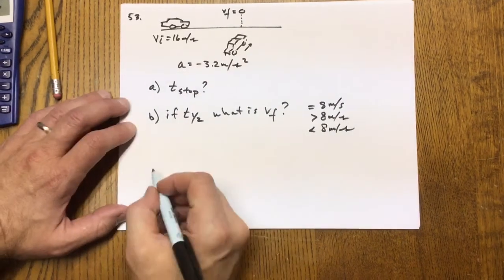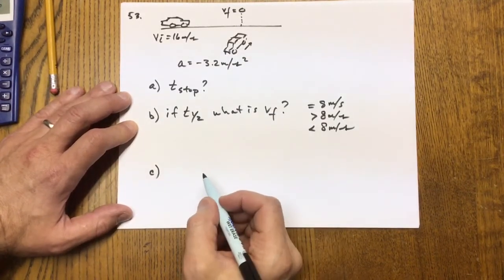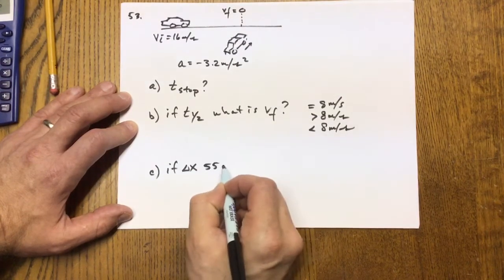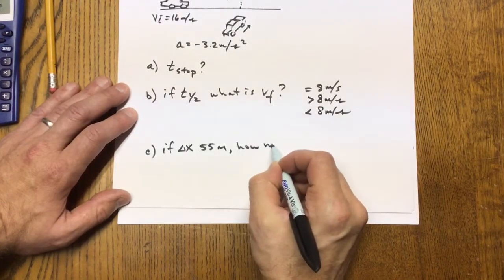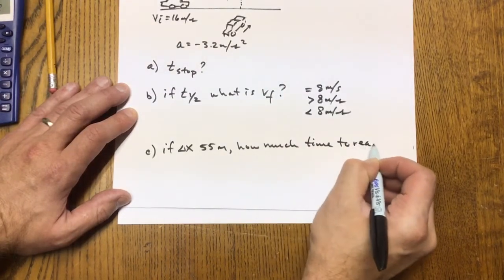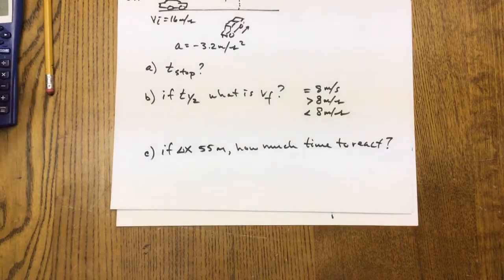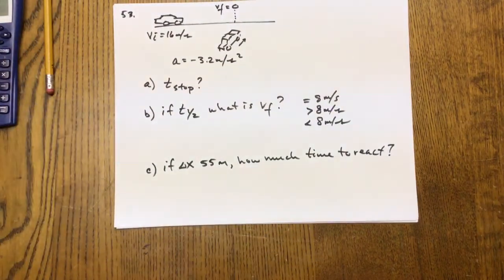And then part C gives you a little example of reaction time. So it says that if the displacement is 55 meters, how much time do you have to react? In other words, how long can you wait before you press the brake? Well, I'm not going to do that in real life. I'm not going to put that to the test, but they're saying we could calculate that.